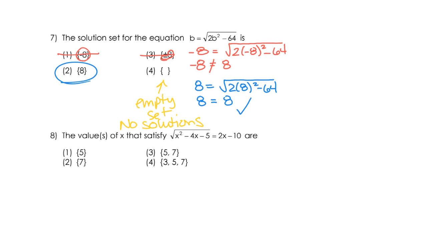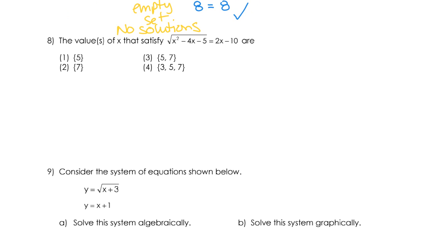All right, let's go ahead and look at number 8, and we're going to do it the same exact way. Because it's multiple choice and we have to check our answers anyways, we have answers right in front of us. Might as well just check them to see if they work. So let's go ahead and try 5. And so all my x's will become 5. So on my left-hand side, we have 5 squared minus 4 times 5 minus 5. And we're going to see if that's equal to 2 times 5 minus 10. All my x's became 5, and we're going to see if 5 works.